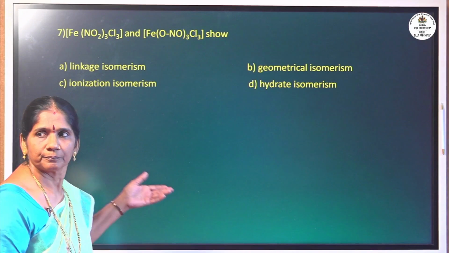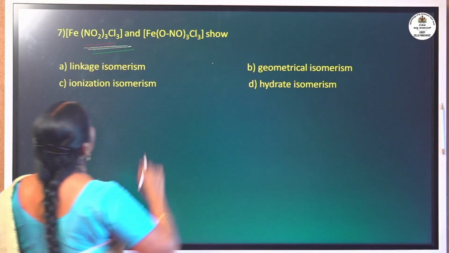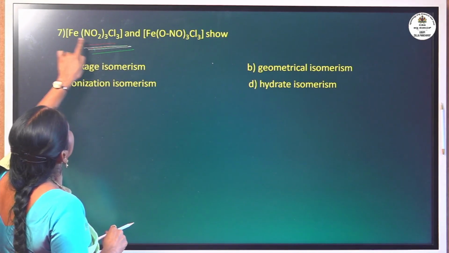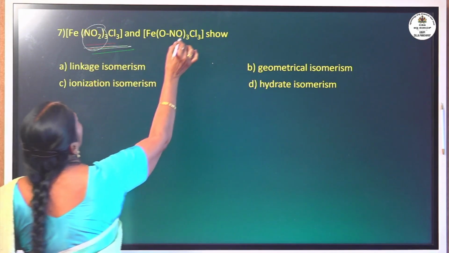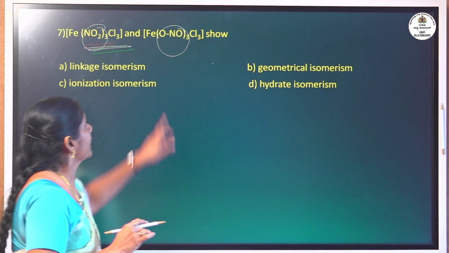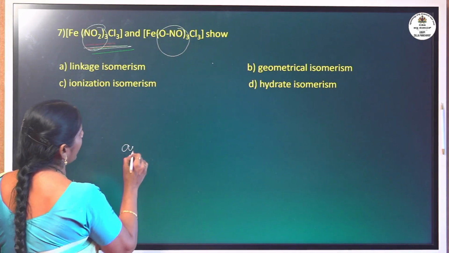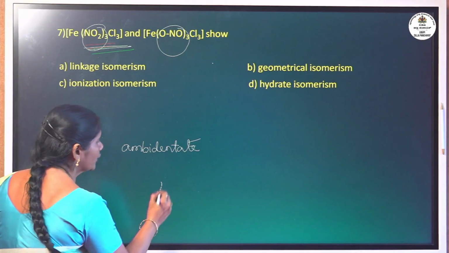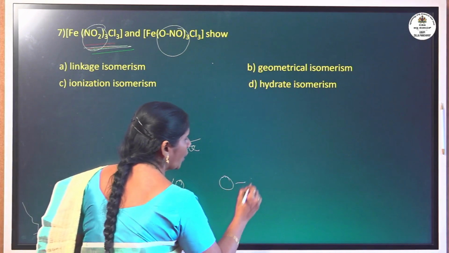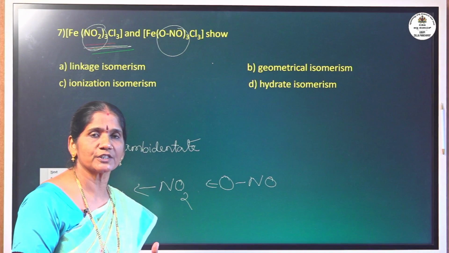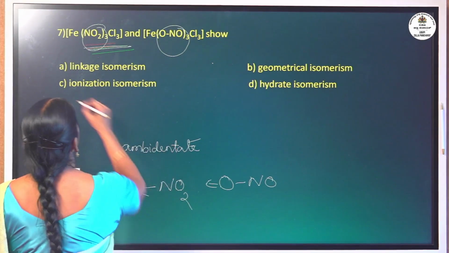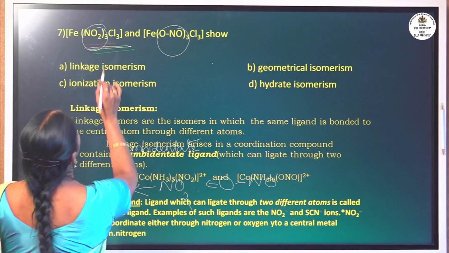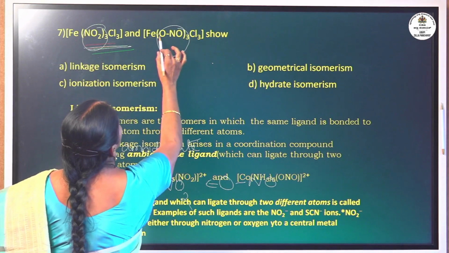Okay, next question is, these two show different types of isomerism. So in this case, look at the structures. It is Cl3 same, everything is same, but if you concentrate on this, you can see here it is NO2 and here it is ONO, and you have studied these as ambidentate ligands. Ambidentate ligands can donate either through the nitrogen atom or through the oxygen atom. So when the isomerism is due to different ligating atoms of the same ligand, it is called linkage isomerism. So the answer is linkage isomerism, where you can see in the two structures, N is the donor, this is nitrito-N, and here O is the donor, nitrito-O.